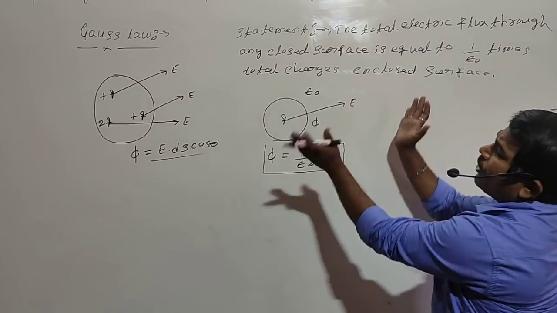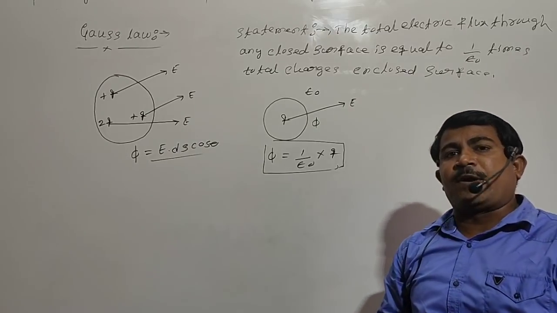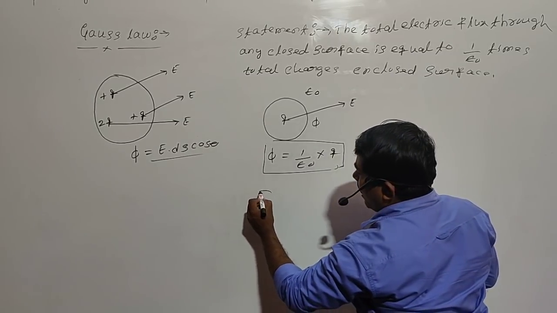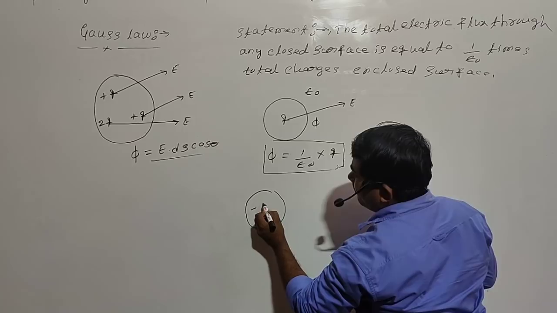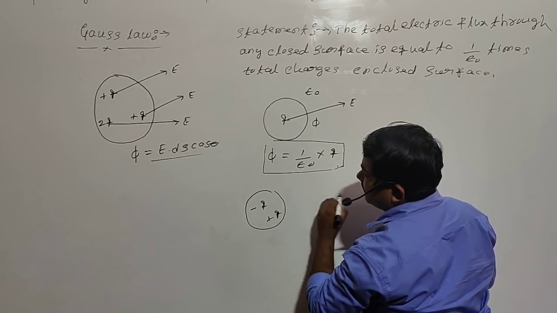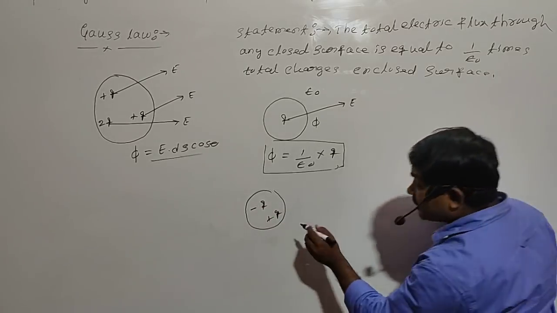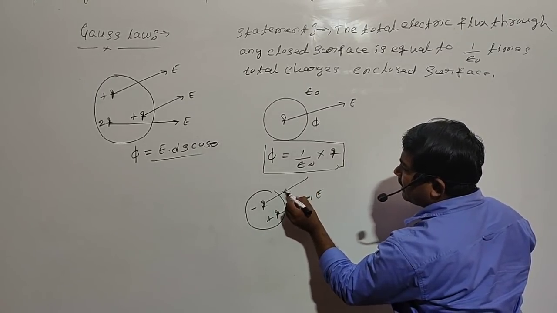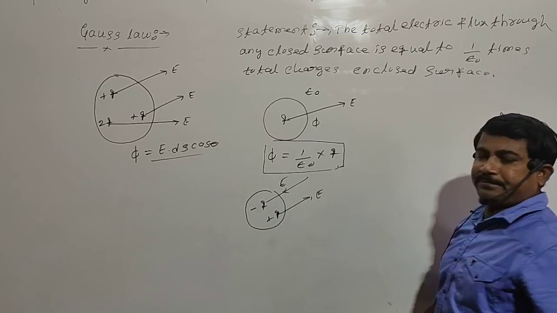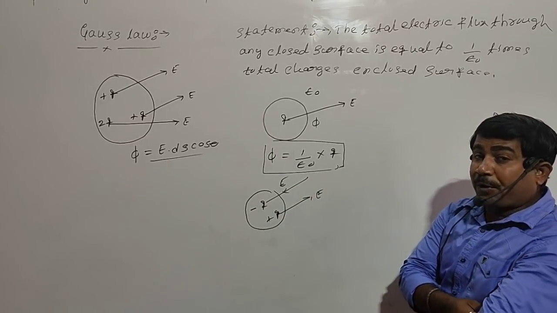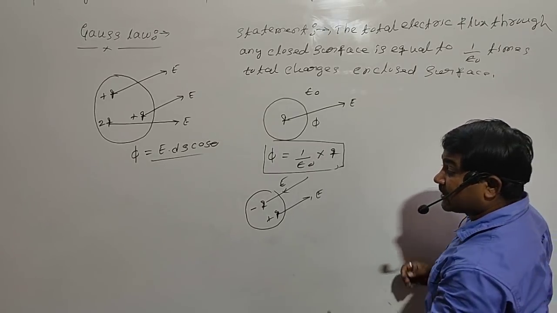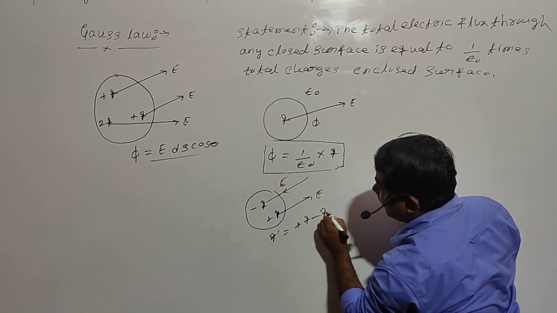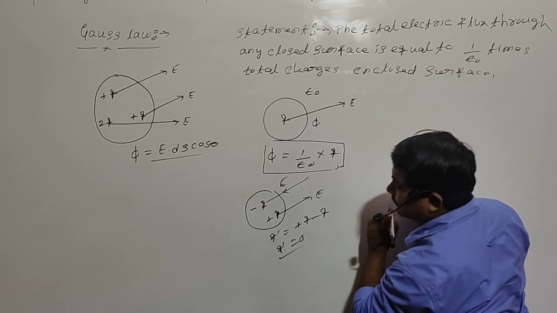See here, in the Gaussian surface, if a dipole is present, then what happens? Listen here, I will take it with the Gaussian surface. Here minus Q charge is available, here plus Q charge is available. For the positive charge, electric field intensity acts radially outward, and for the negative charge, electric field intensity acts radially inward. What is the total charge here? Total charge is equal to plus Q plus minus Q. What is the total charge here? Total charge is equal to 0.